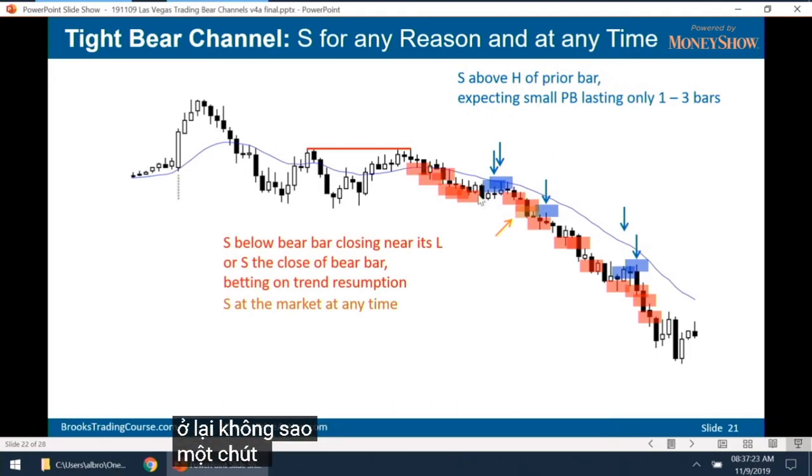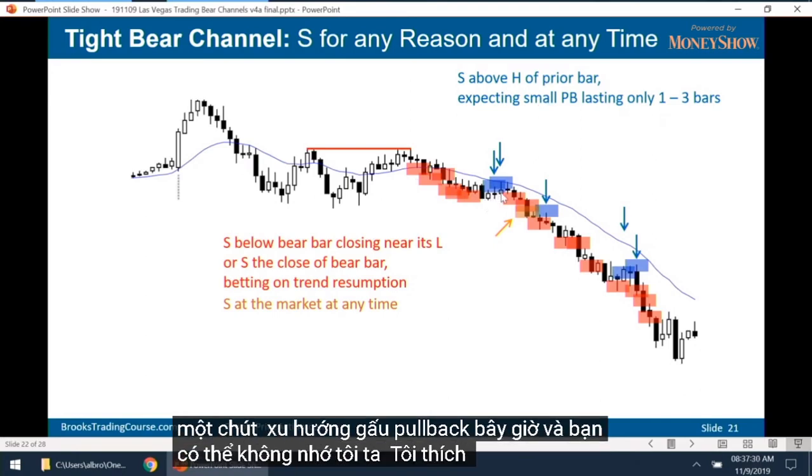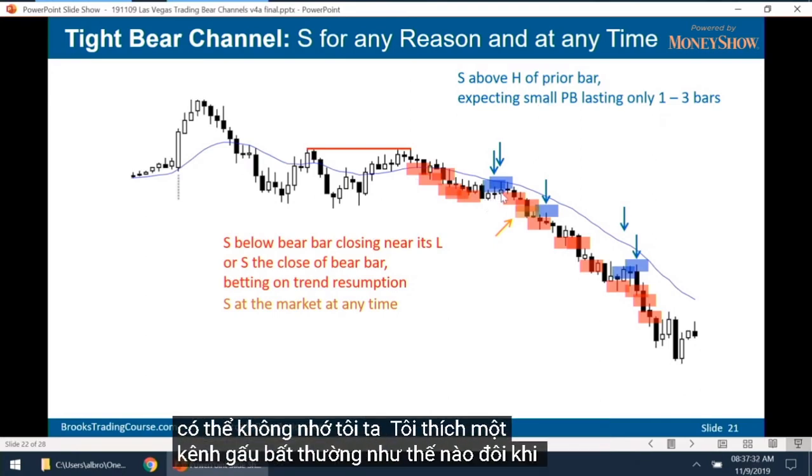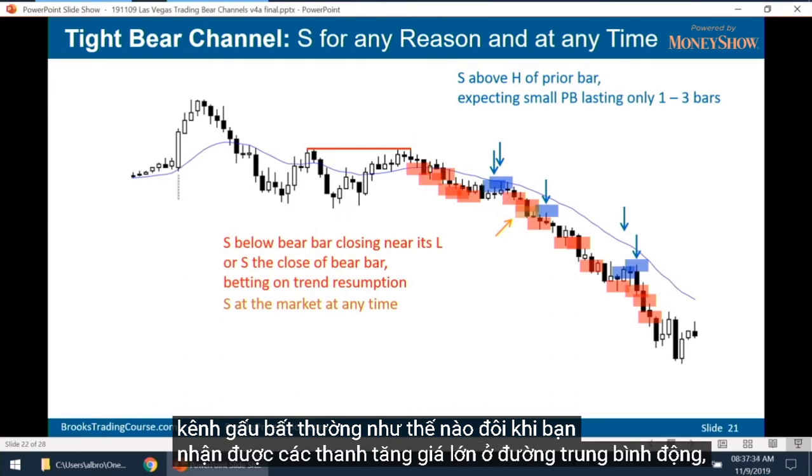Okay, a small pullback bear trend. Now, you may not get... Remember, I talked about in a regular bear channel how you sometimes get big bull bars at the moving average.